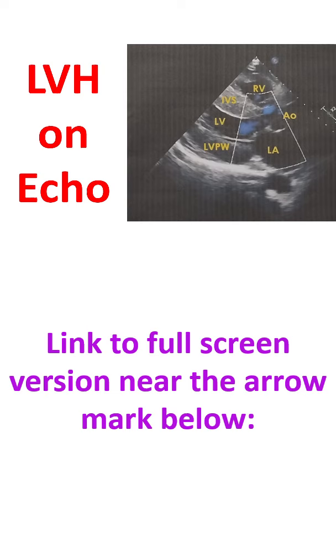In some variants of hypertrophic cardiomyopathy, there may not be asymmetric septal hypertrophy. Instead, there can be concentric left ventricular hypertrophy as well. This echo is from a concentric left ventricular hypertrophy. We will not be able to say the cause from this echo image alone.